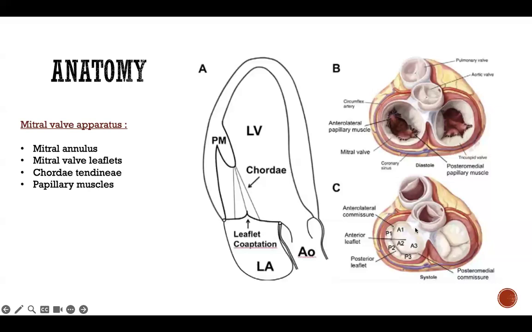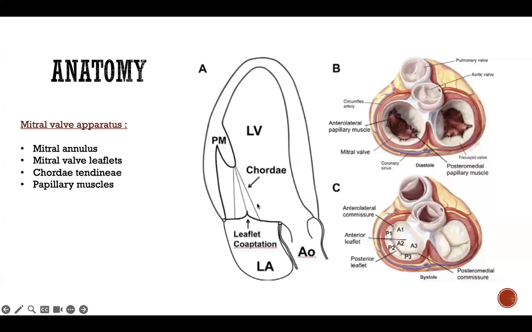Then we have the thin, redundant part of the leaflet, which is opposed against each other, acting as an orifice and coaptation point. So any defect in this part leads to one of the causes of mitral regurgitation. And then these mitral leaflets are attached to the mitral annulus, which is a fibrous band or fibrous tissue around the valve, in between the left atrium and the left ventricle.